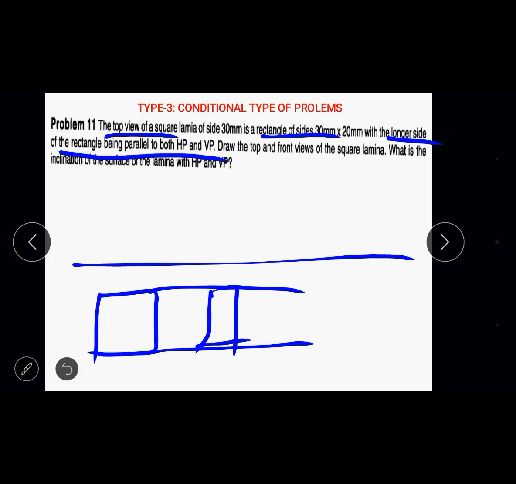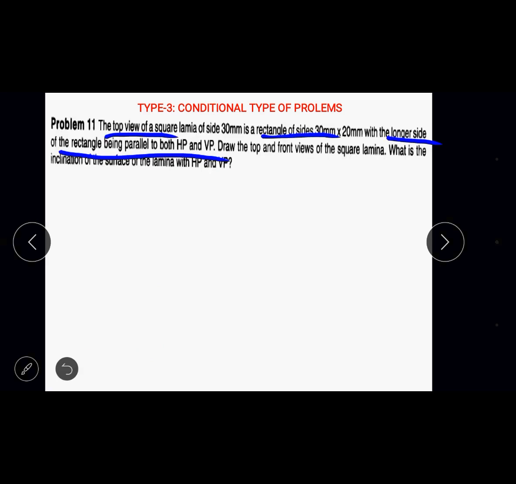If you go for corner resting, it's difficult to get a top view in the form of a rectangle. Therefore you should go for the edge resting position. So it's a conditional type of problem. First we have come to the conclusion that it is an HP resting case, and it is edge resting.